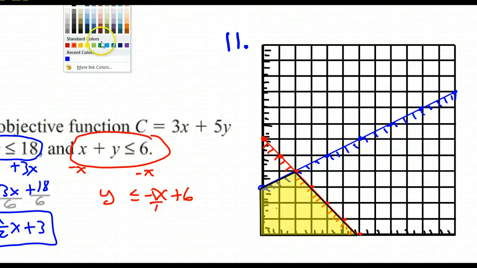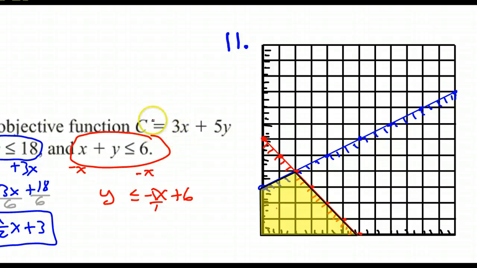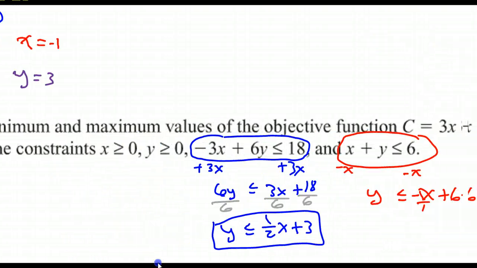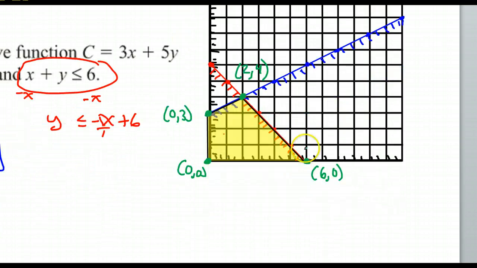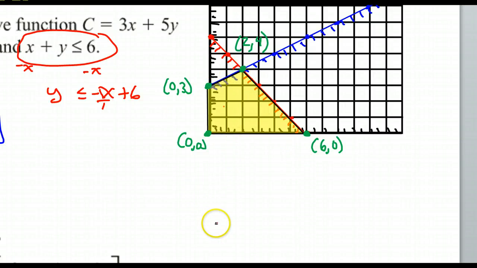We're going to need to talk about the vertices so that we can evaluate the maximum and minimum of this objective function. Did it say max and min? Yeah, max and min. So we need these vertices, as you recall. So of course this is 0, 0. This one is 0, 3. This one is 2, 4. And this one is 6, 0. Alright, these are the 4 points we're going to deal with.